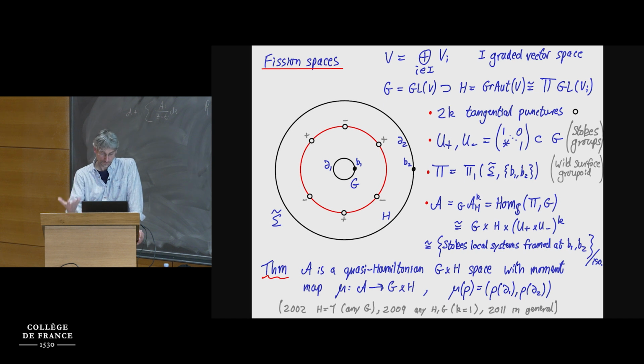And then the statement you want to prove on these local pieces, you want to understand what is the right analog of a symplectic structure there.